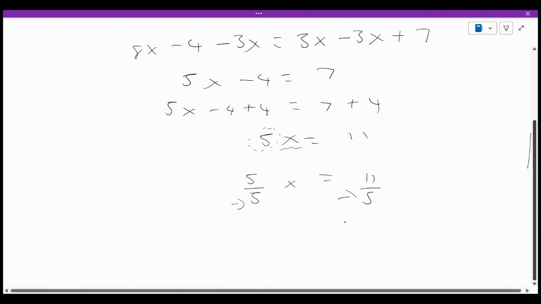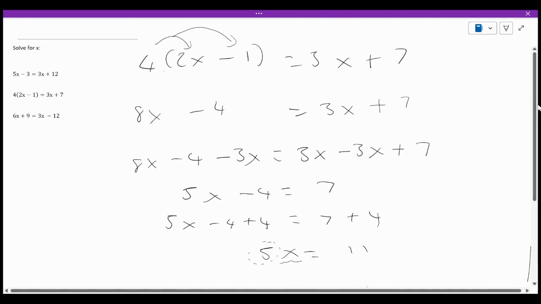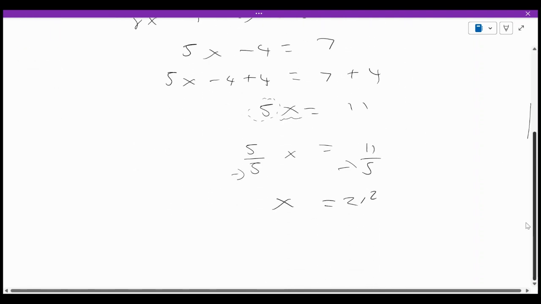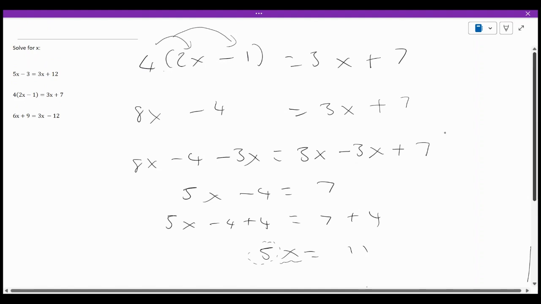Now, your answers don't have to be perfect numbers, they can be fractions. And I can see that both of these two questions that I just did, the answers are fractions. This is just 2.2. So you can leave your answer in fraction form, or you can write it in decimal form, whichever way you choose. But it's always better to leave it in fraction form.